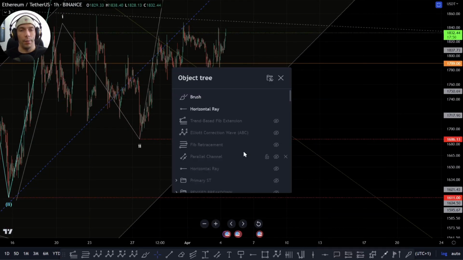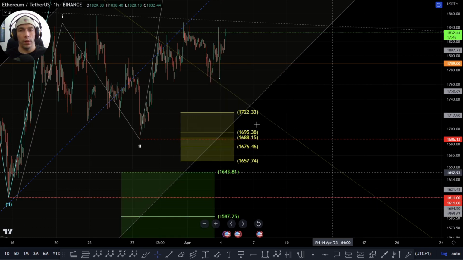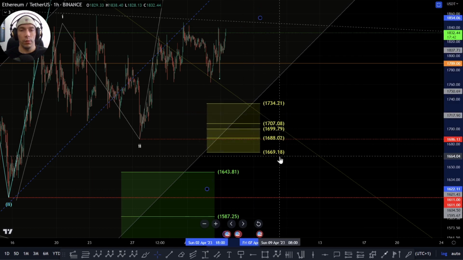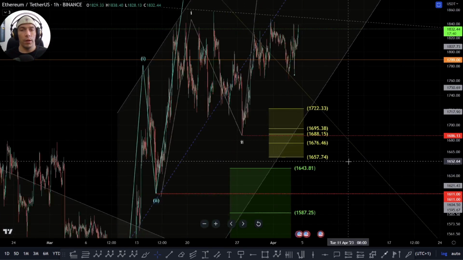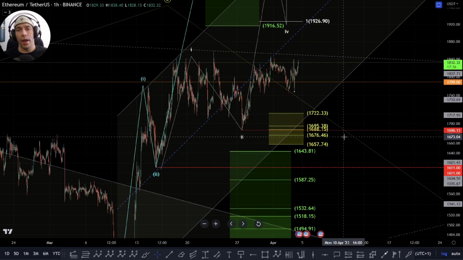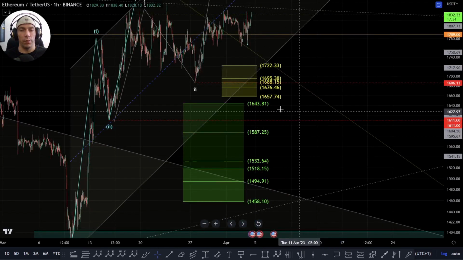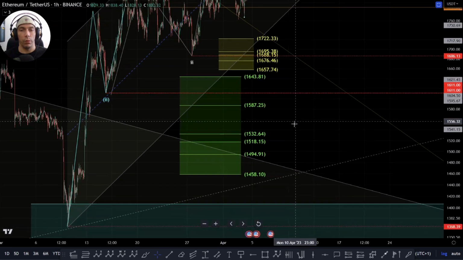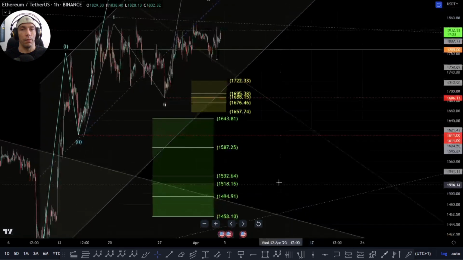If we do break this 1686 rather, then those key support zones lower down are going to be the same here. The 1722 to the 1657. If we lose 1657, basically that would make it less likely that we have an additional 1-2 here. And then we'd be potentially looking for that idea of actually coming down deeper towards the 1643 to this 1458.